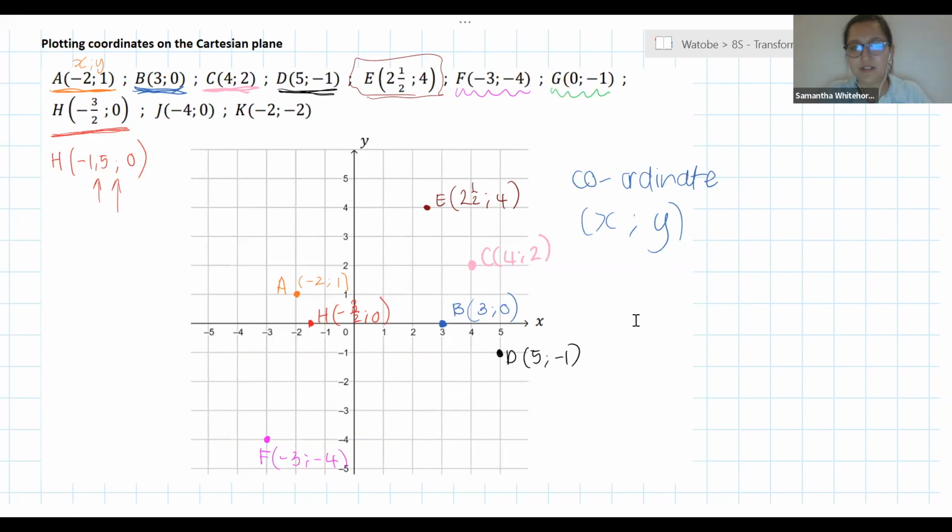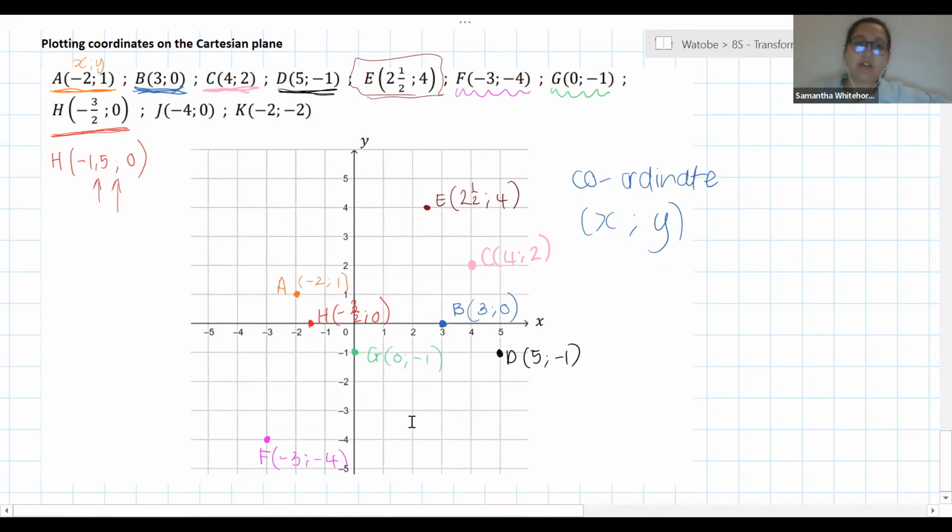So on the x-axis you would go to 0. And then on the y-axis you would go down to negative 1. So I actually just plot a point there on the y-axis. Yes. Awesome. Well done. Okay, so we're at 0, negative 1.